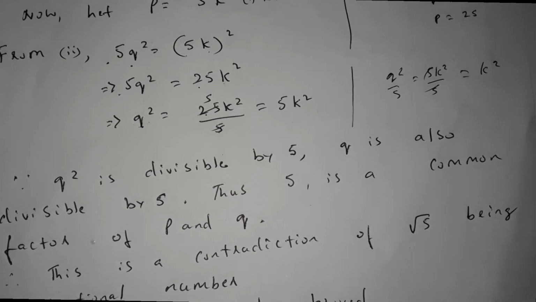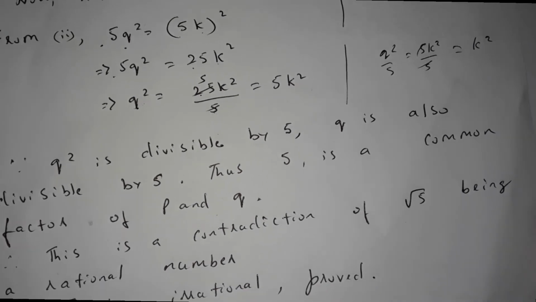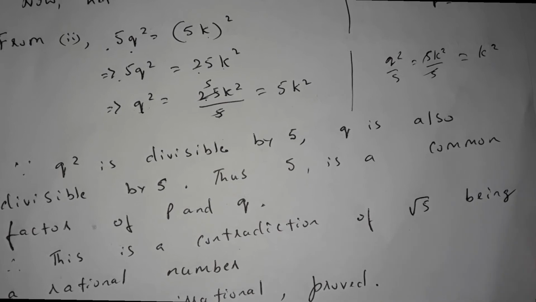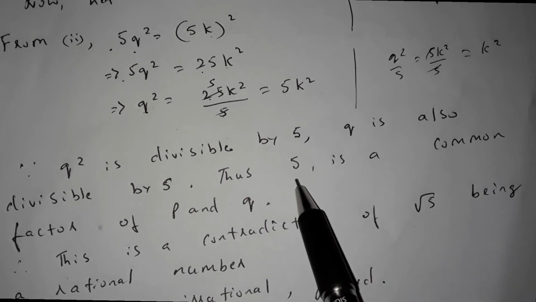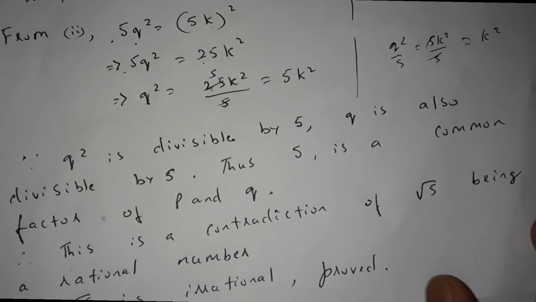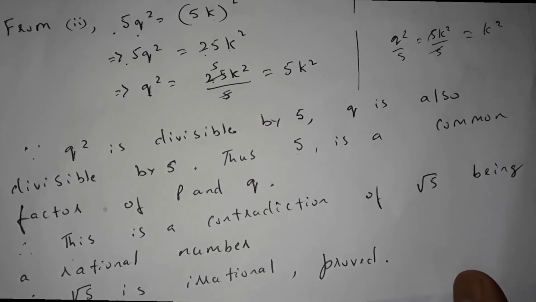Thus 5 is a common factor of both p and q. That means 5 can divide both p and q. But that is a contradiction. Why is that a contradiction? Because we have seen that p and q are integers and co-primes, and co-primes can be divisible only by 1. But here there's another factor, 5. So that is not possible. Therefore, this is a contradiction of root 5 being a rational number. Hence, root 5 is an irrational number.